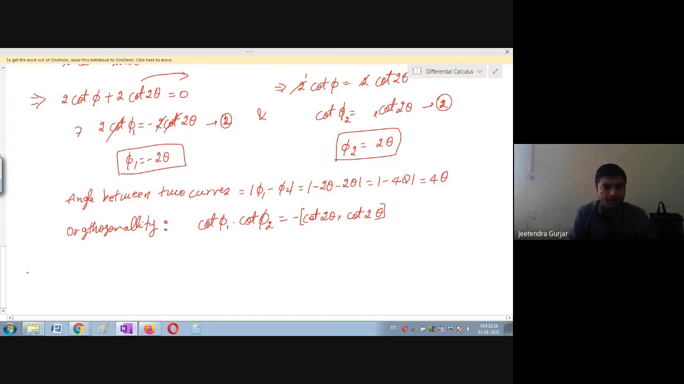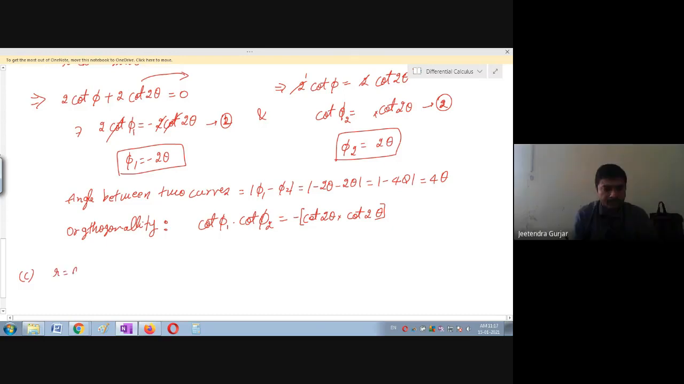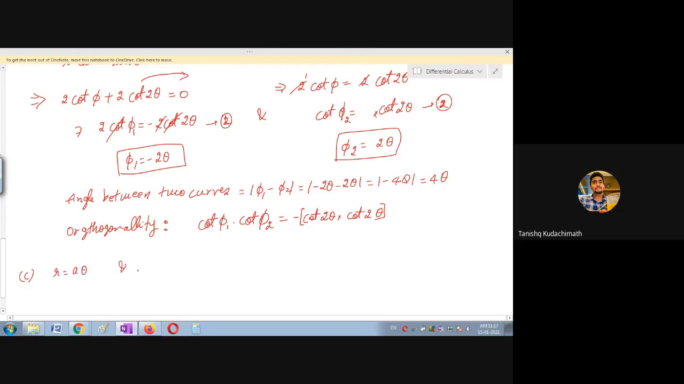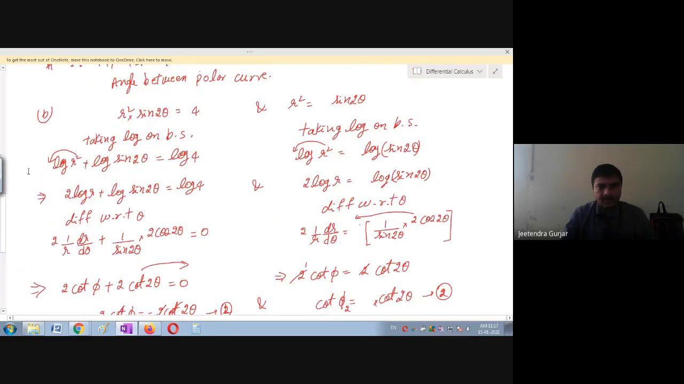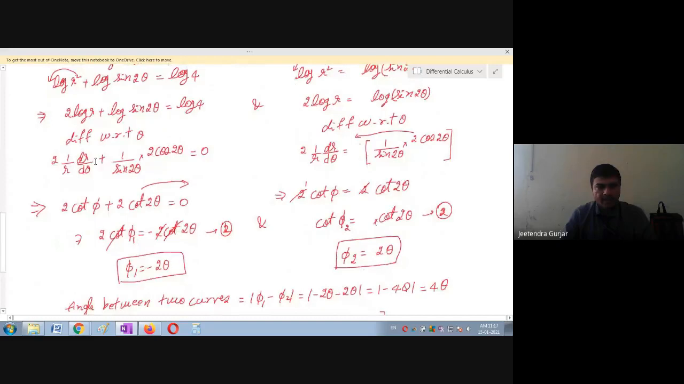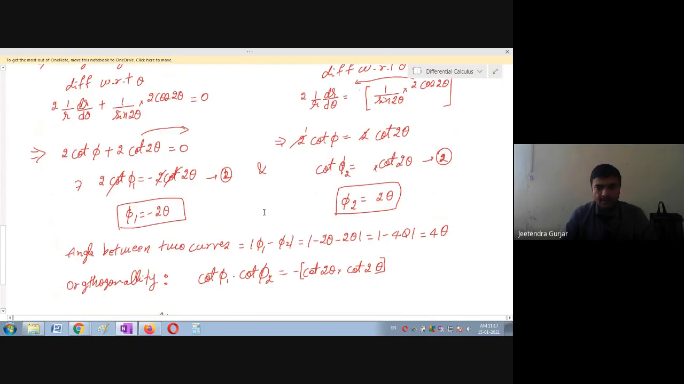Can you solve the next problem? Please try. Excuse me, sir. Yes, beta. Sir, how many marks for this question? 5 marks. See, step 1: taking log on both sides for both the equations. Then differentiate with respect to theta on both the equations. Then using the formula 1 upon r dr upon d theta is step 3. And then modification and substituting the answer, the last step, that is the 5th step.